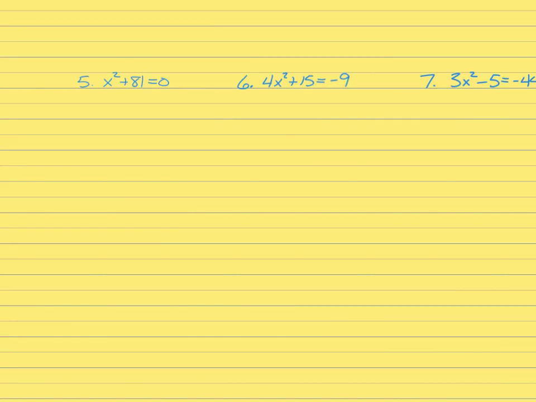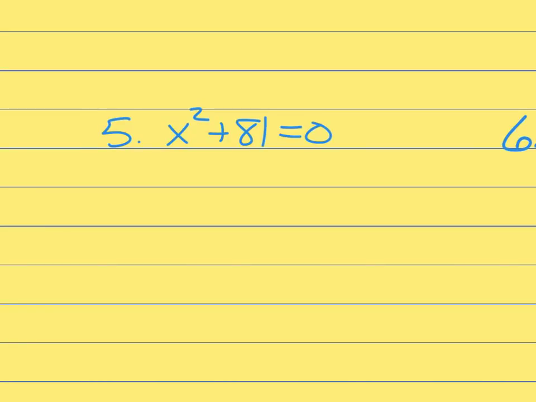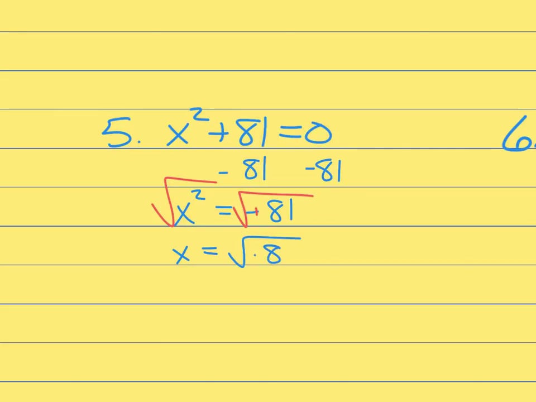Okay, remember when we're solving with square roots, you're going to try to get the x squared by itself, and then you're going to take the square root of both sides. So for instance, on number 5 that we have here, we would subtract 81 from both sides. Well, today's lesson is all about negative square root stuff. So you got negative 81, and then when you take the square root of both sides, you end up getting x is equal to the square root of negative 81.